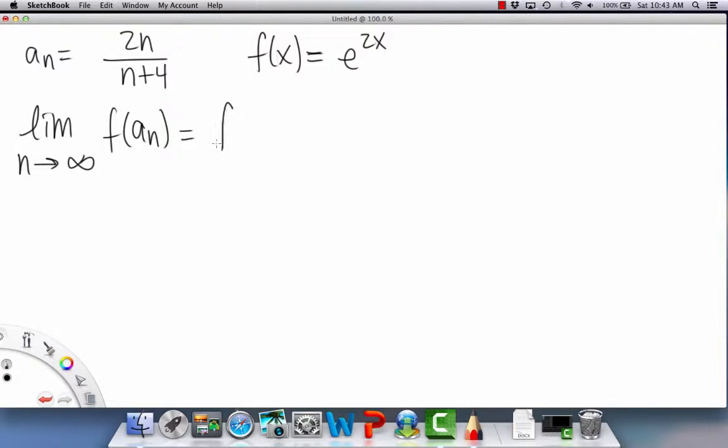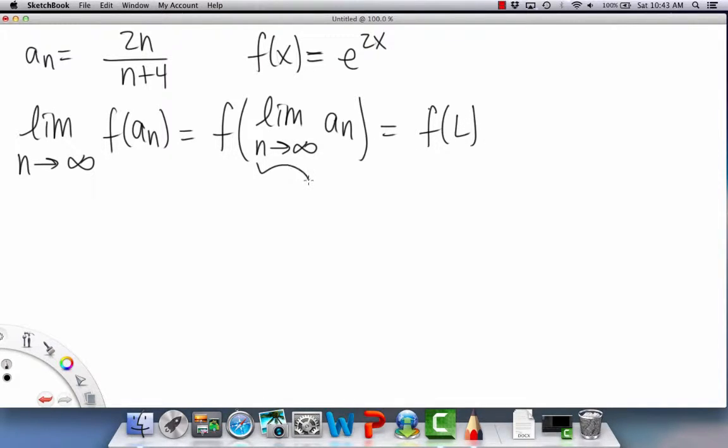By the theorem that I just explained in the last slide, we can bring the function outside the limit, or you could say the limit is brought in. It's the same concept. And then this equals f of L. So our main concern here is to find this limit, that L that we're going to plug into the function. So let's get to it.